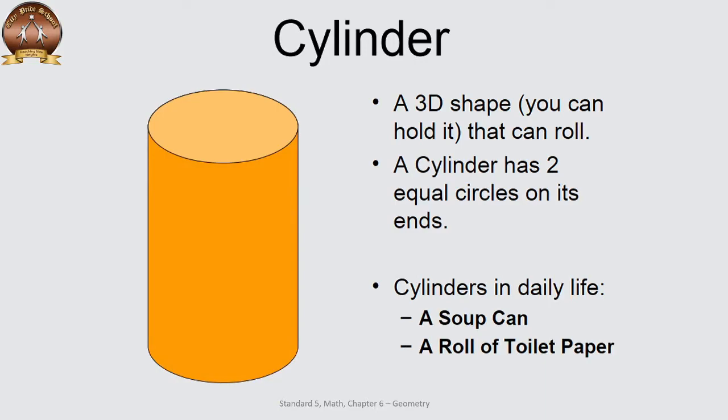Let us learn about a cylinder. A 3D shape that you can hold and that can roll is known as a cylinder. A cylinder has two equal circles at the end, top and the bottom.